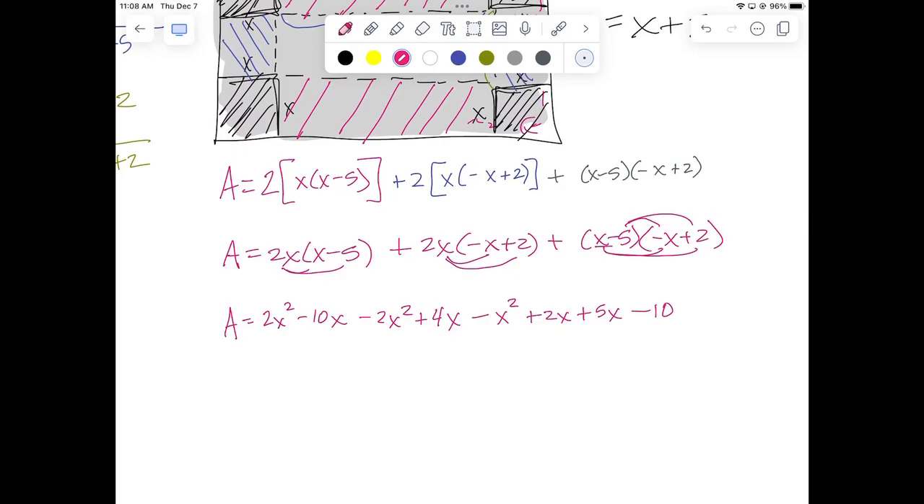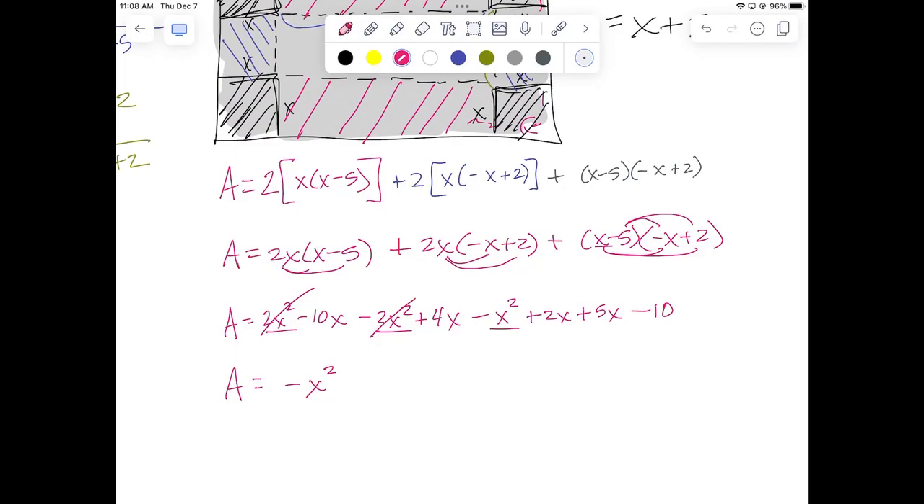Those are just the terms. And now we just carefully go through and combine like terms. Let's see. I've got a 2x squared, a minus 2x squared, and a minus x squared. What happens with the 2x squareds? They cancel. And I'm just left with negative x squared. Gross.